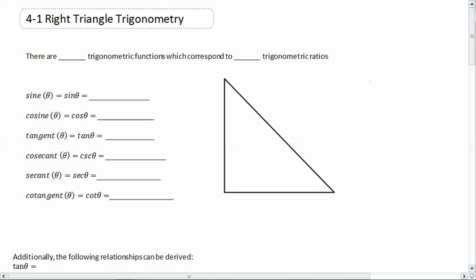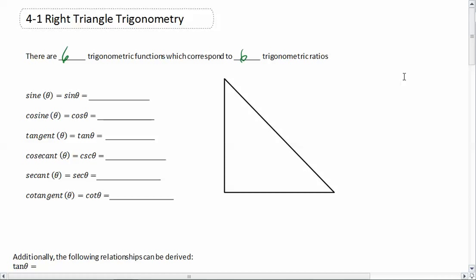This lesson is on right triangle trigonometry. This is section 4.1 from your book. So there are 6 trigonometric functions, and these correspond to 6 trigonometric ratios. We can also just call these trig ratios and trig functions for short. So you'll notice we have a triangle to the right.